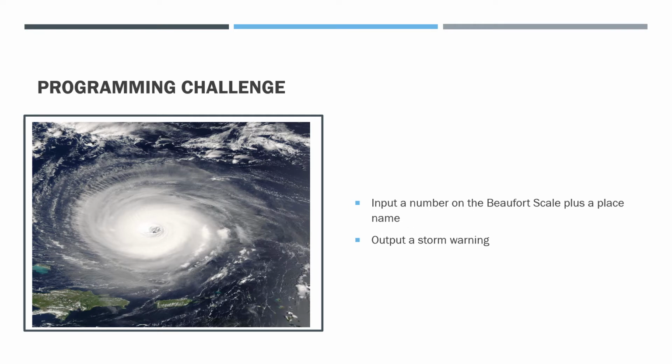So the programming challenge that we're going to look at right now is to create a program where the user inputs a number on the Beaufort scale and a place name, and the program outputs a storm warning if the wind speed is high enough.